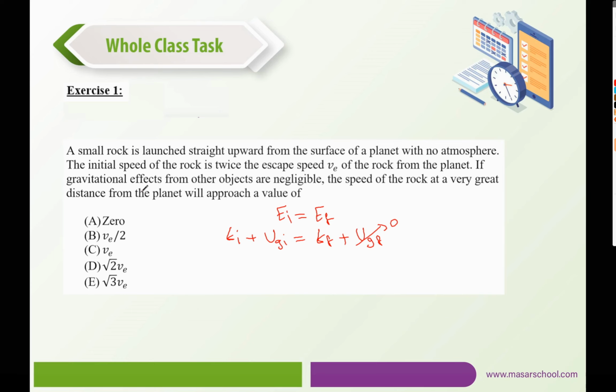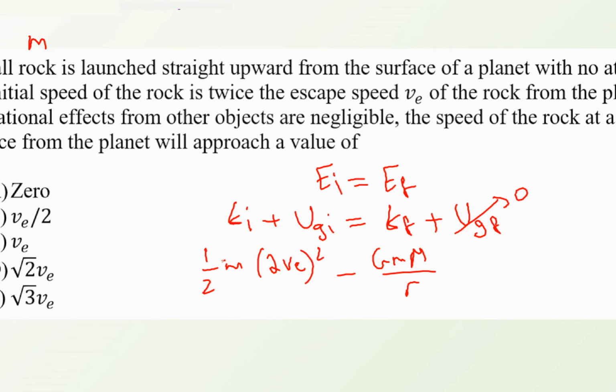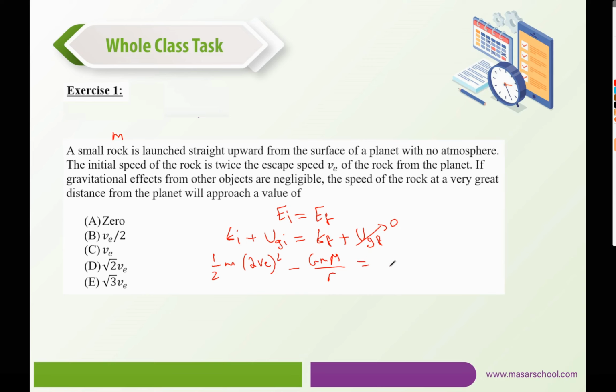The initial kinetic energy of the rock of mass m would be half m times the double of VE to the power of 2, minus G M m divided by r, in which M is the central mass and small m is the mass of the rock. That would be equal to half m v final squared, and we're interested in determining v final because initially the rock has been given a speed which is greater than the escape speed, given by twice the escape speed.